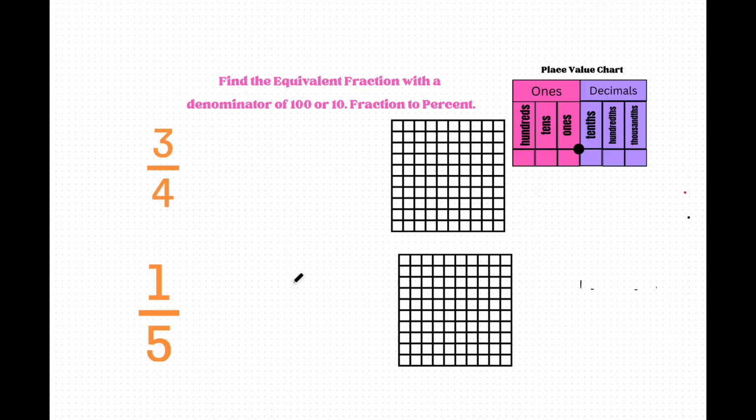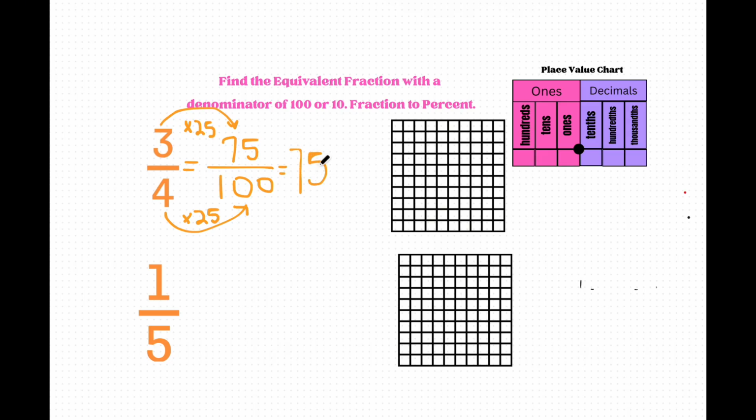So we're going to take our fraction 3/4 and we're going to set it equal to a denominator of 100. So I need to figure out how can I get from 4 to 100. And what I do to the denominator, I have to do to the numerator. So there's 25 4s in 100. So if I multiply by 25 at the bottom, I have to multiply by 25 at the top. And 3 times 25 is 75. So I know percents are out of 100, so 75 out of 100 is 75%.